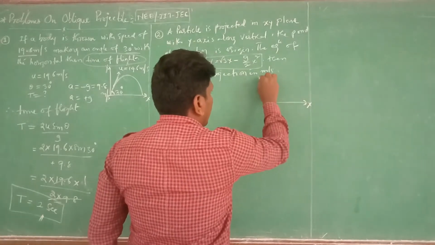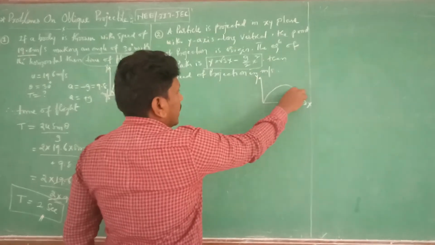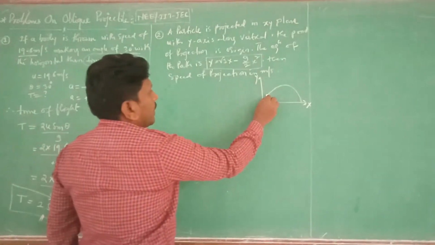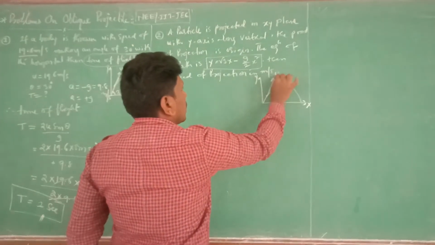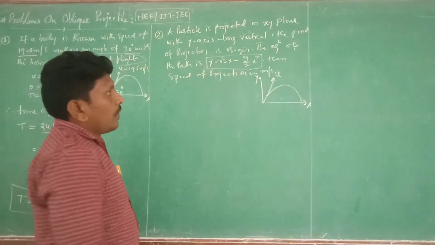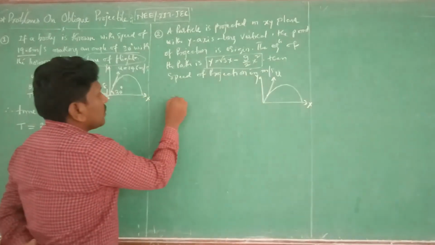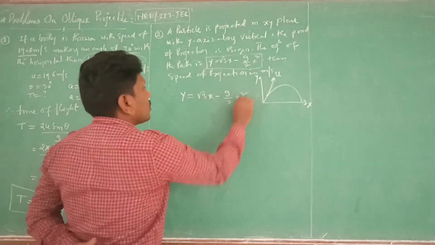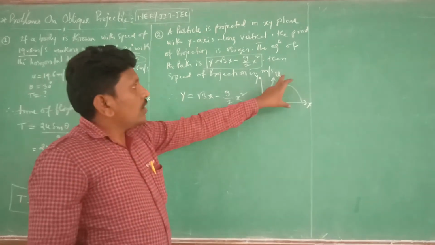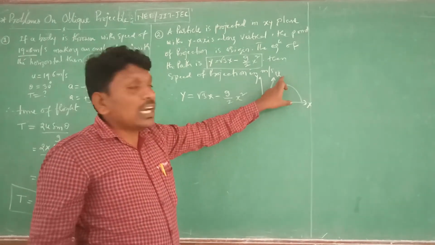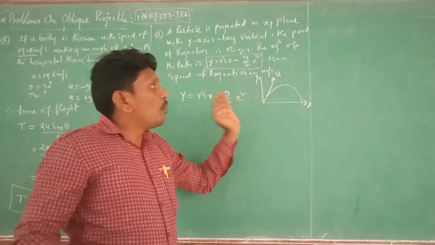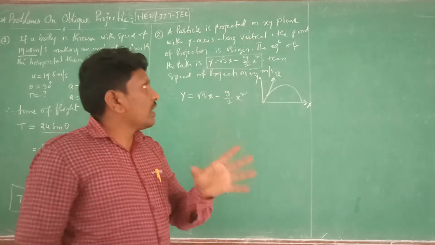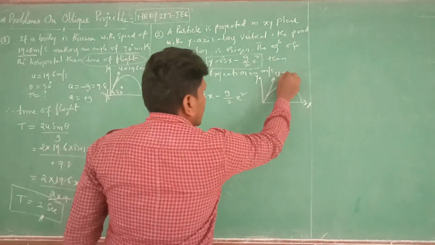This is the x, y plane. A particle is projected like this in the x, y plane with the vertical direction, with some initial velocity, and the equation is given that y equals root 3 into x minus g by 2 into x square. So with what initial velocity the particle or object is thrown, that initial velocity we need to find out. Clear?